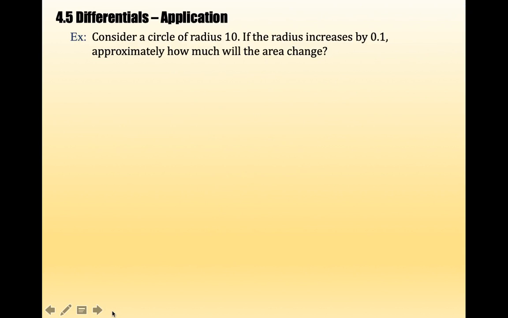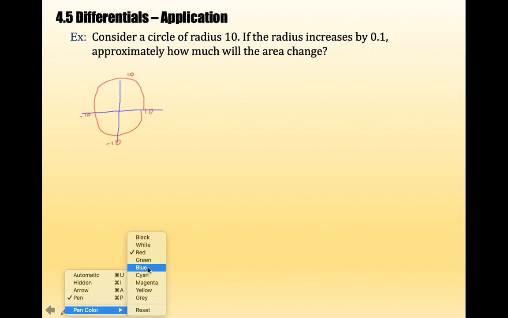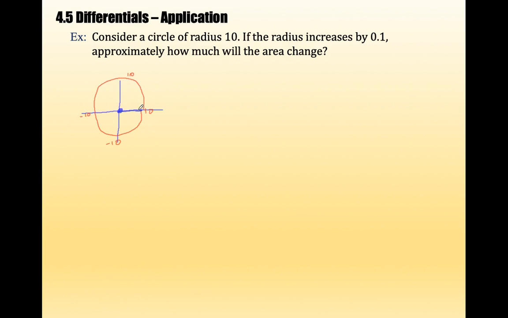Let's use this. All right, I have a circle of radius 10. If you increase the radius, right? The radius, no matter where you go, is 10. If you increase the radius, how much will the area change? Well, wait a second. Let's back up for a second. What is the area of this circle? Area is pi r squared, right? So the area of this circle is 100 pi.